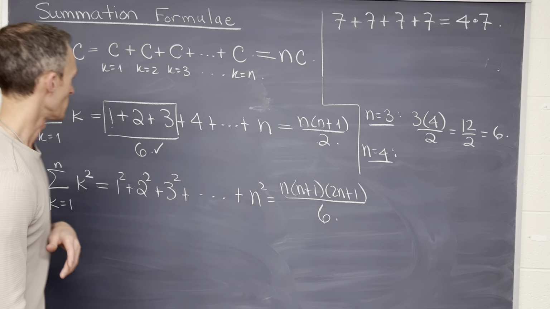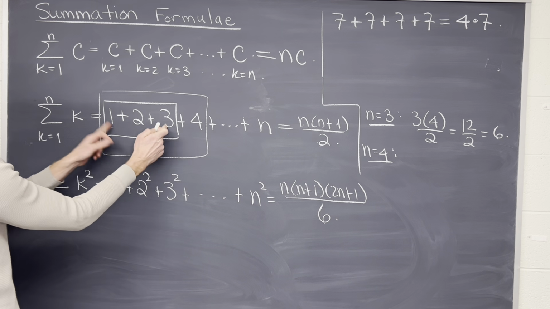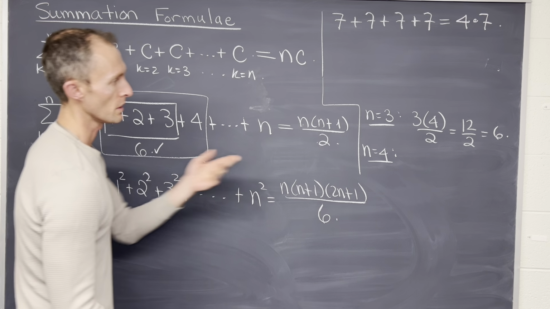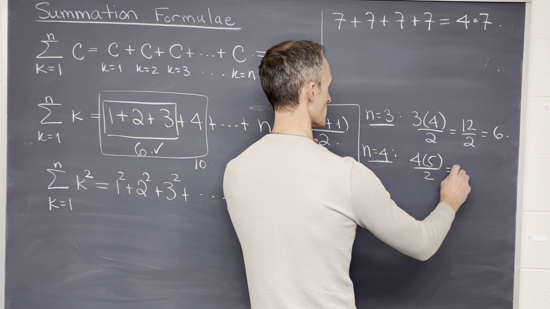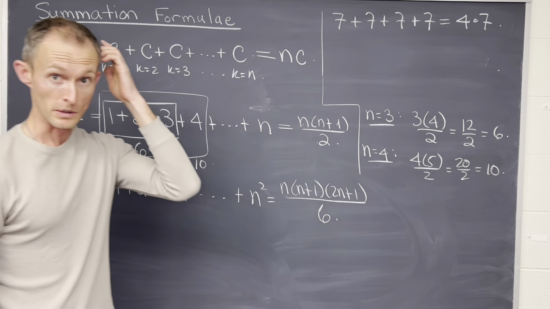Right? What if n is equal to 4? So if I took an extra term here, what do I get? Well, if this is 6, then adding 4 is just going to give me 10 on that side. Okay, well if n is 4, I'm going to get 4 times 5 over 2, which is 20 over 2, which is, well, there might be something to this.